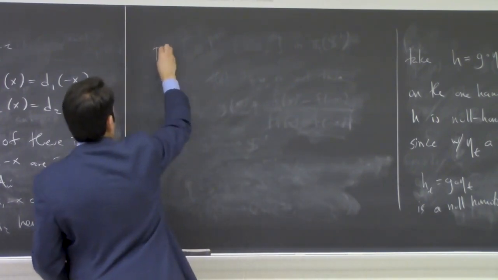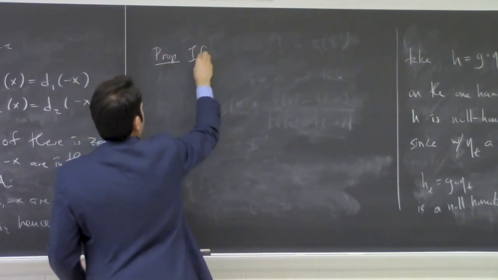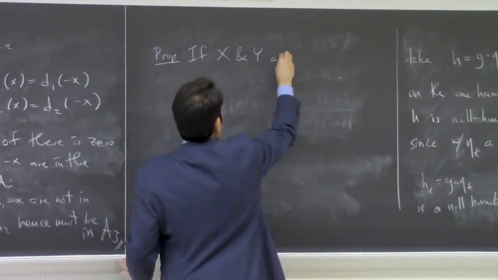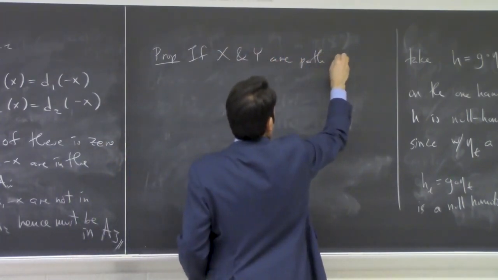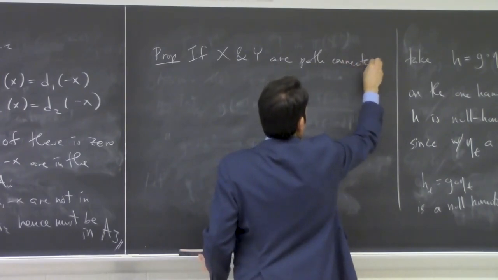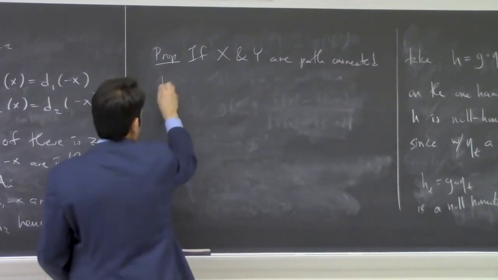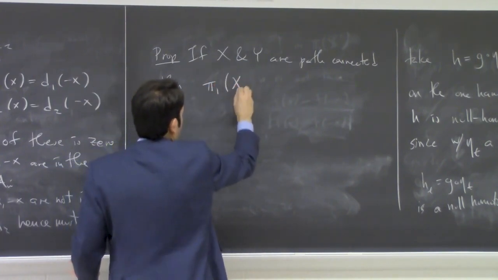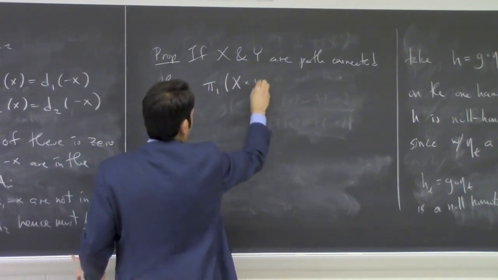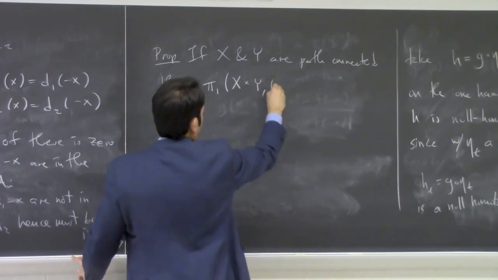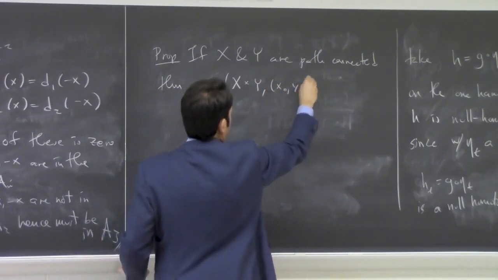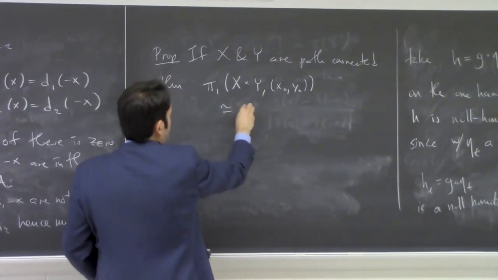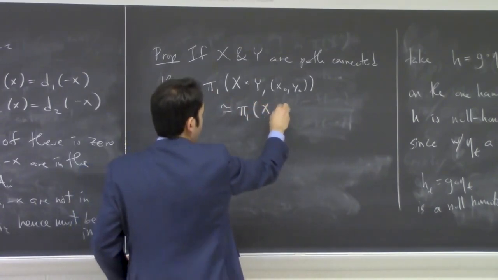Great, so here is a simple fact. If X and Y are path connected, then the fundamental group of X times Y, say with base point (x naught, y naught), is the product of the groups.